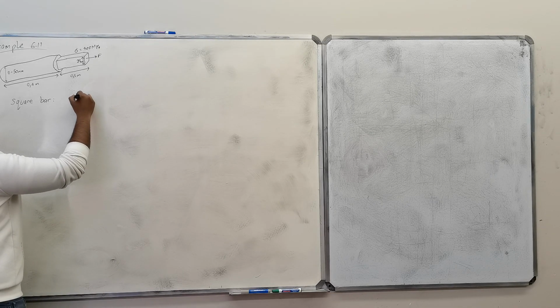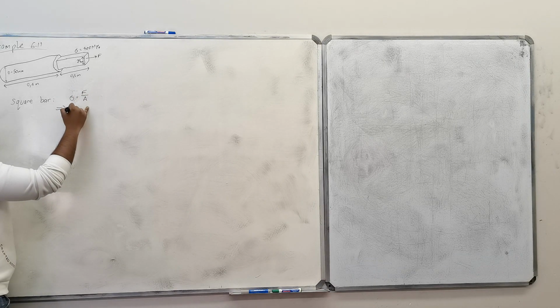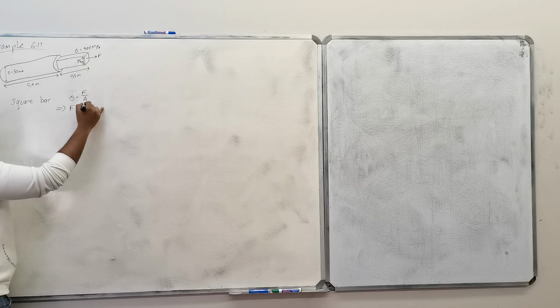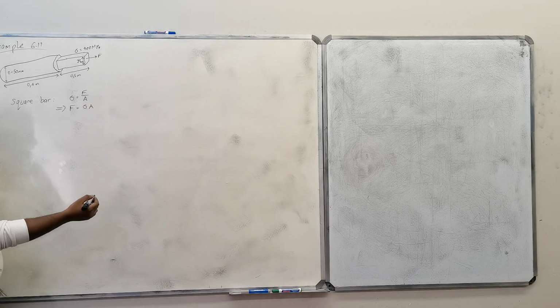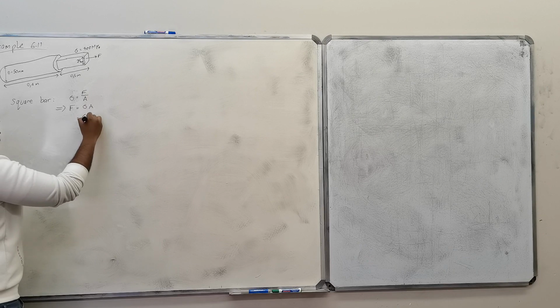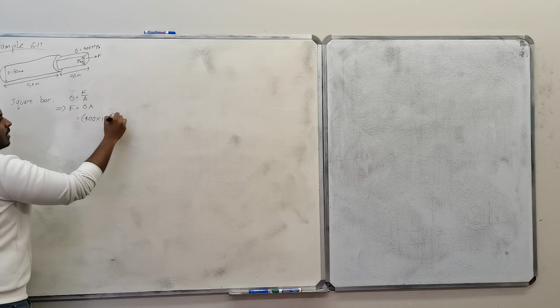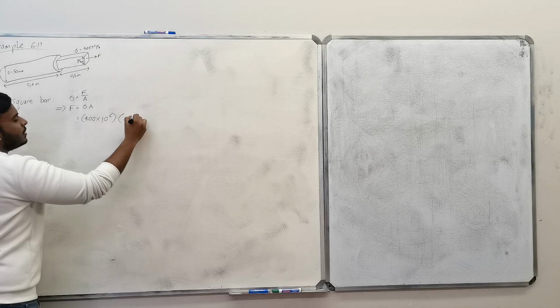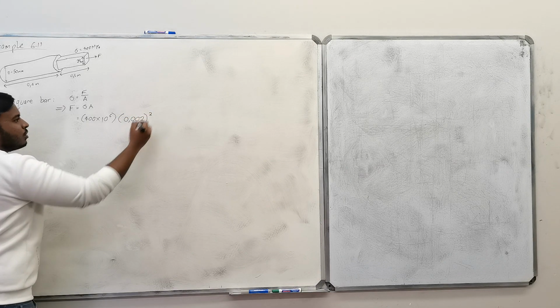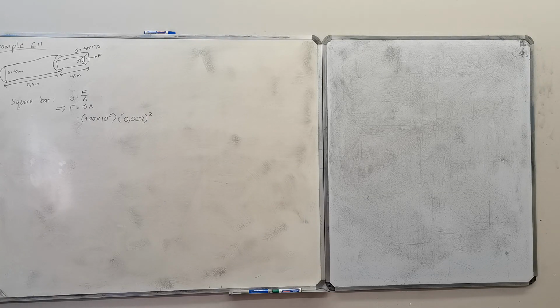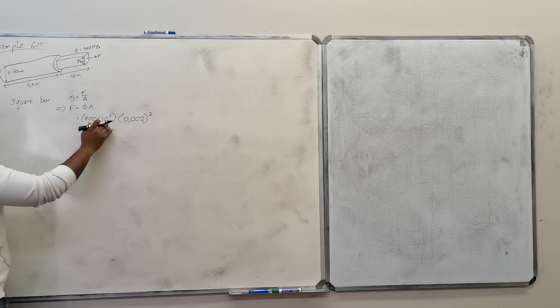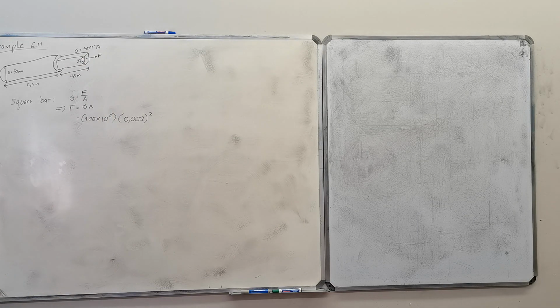For the square bar, stress is equal to force over area. So force is equal to stress times area. This should be 400 times 10 to the 6 multiplied by 0.002 squared, because remember the area of a square is side squared. Even if you say side times side, it's still the same thing as side squared. And I converted this to 10 to the 6 because I'm getting pascals.